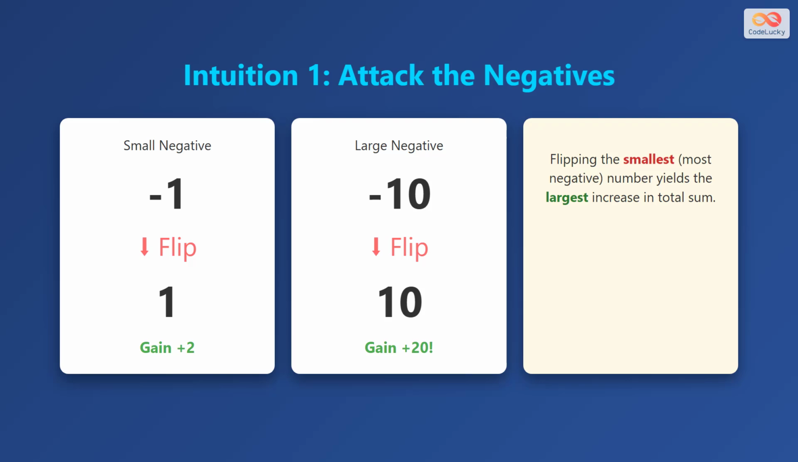The key intuition here is simple. Negative numbers pull our total sum down. If we flip a negative number to a positive one, we gain twice its absolute value. Therefore, to maximize our gain, we should prioritize flipping the most negative numbers first. For example, flipping -10 gives a much larger boost than flipping -1.